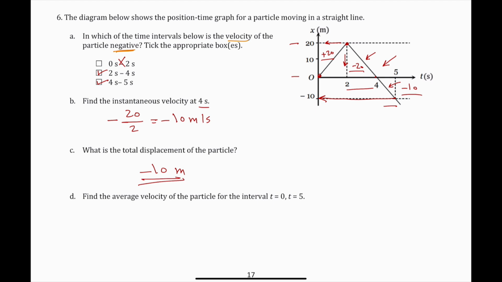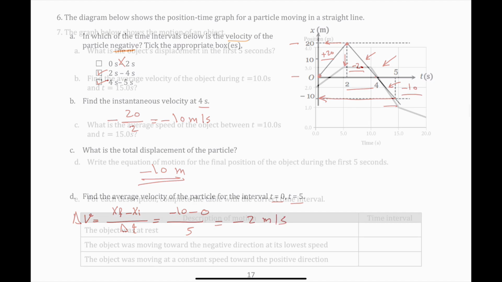D. Find the average velocity of the particle for the interval t0 to t5. Average velocity delta v equals x final minus x initial over delta t. So the final position is -10 minus the initial 0, over delta t, which is 5 minus 0, 5. So it will be -2 meters per second.